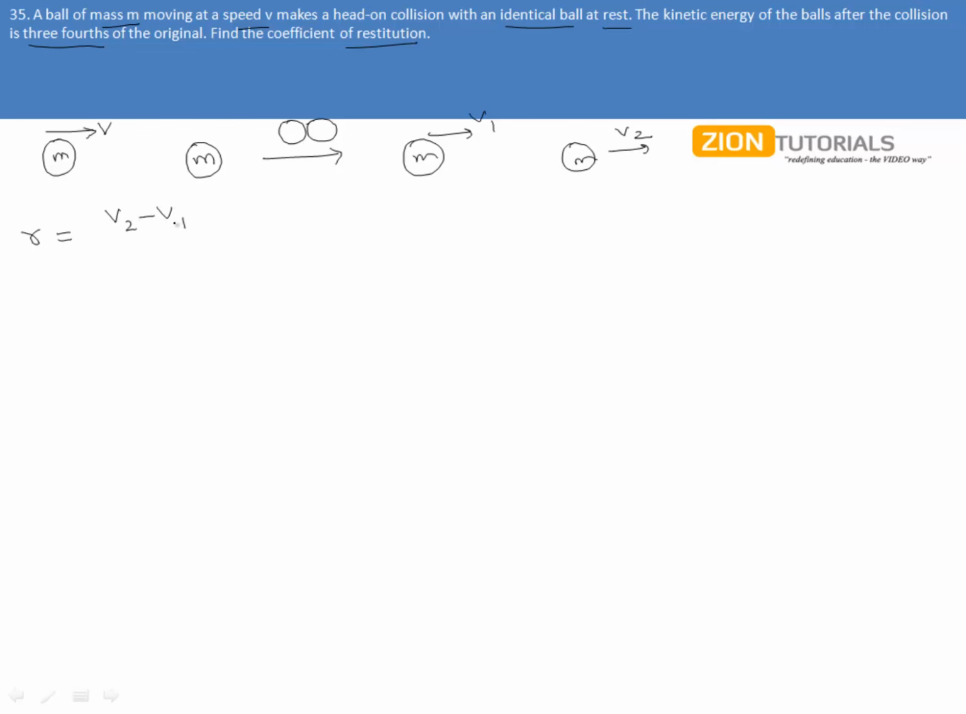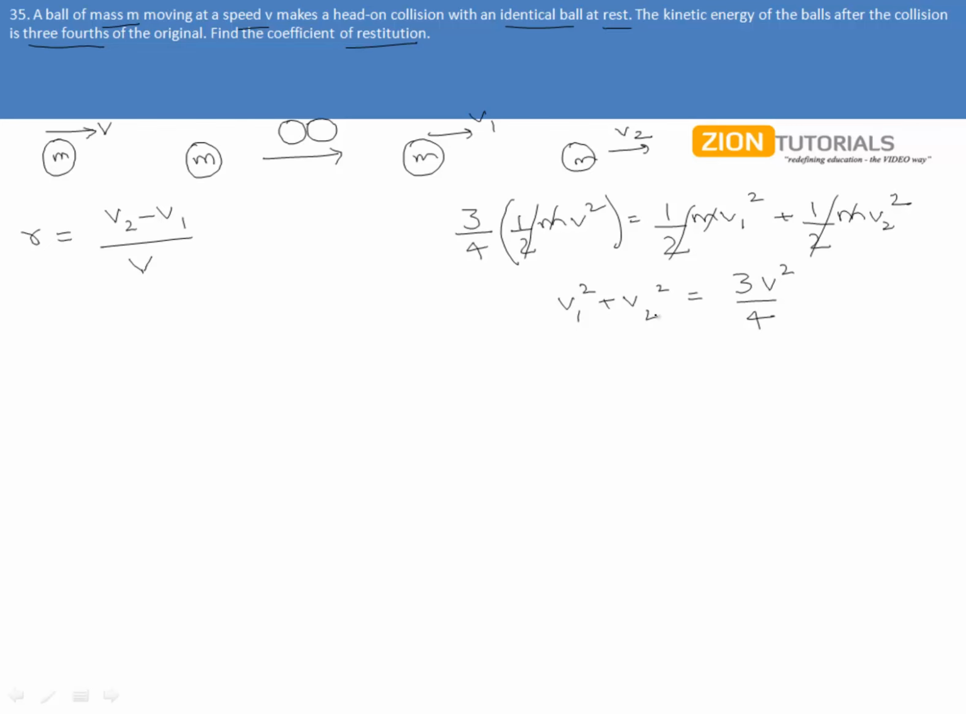Also, we have been given that the kinetic energy is 3/4 times the original, so I can write it as 3/4 of half m v square equals half m v1 square plus half m v2 square. Cancelling the factor of half m from both sides, we get v1 square plus v2 square equal to 3v square by 4.